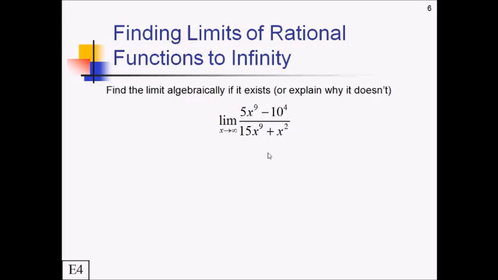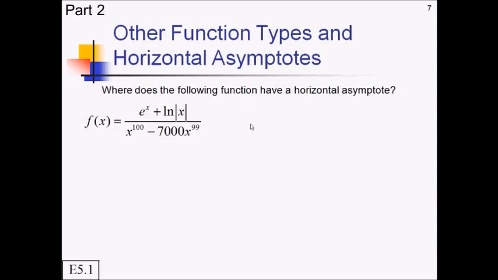All right, so in this one, the fastest growing function up top is 5x to the 9th. On the bottom, it's 15x to the 9th. And in this case, if we reduce, we can actually cancel these x's out completely, and this just reduces to 1/3.